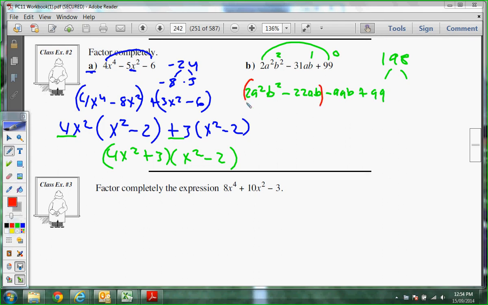Okay, then let's group. Okay, Adam, what comes out of the first one? 2 and, yeah, AB. Good. So that gives me 2AB times AB minus 11. Okay, and Zach, what comes out of the second one? Yeah.